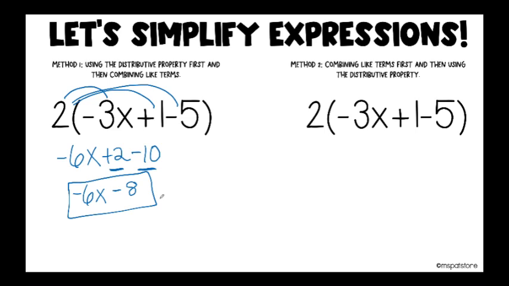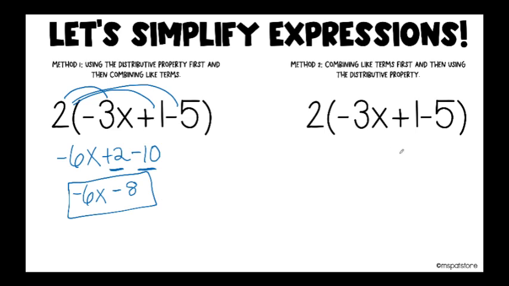So if you feel like you understand this method better, I suggest that you stick to this method, method 1. If you think this method is a little long or a little confusing, you can try method 2. In method 2, you're going to combine the like terms first, and then you're going to be using the distributive property. So let me show you.